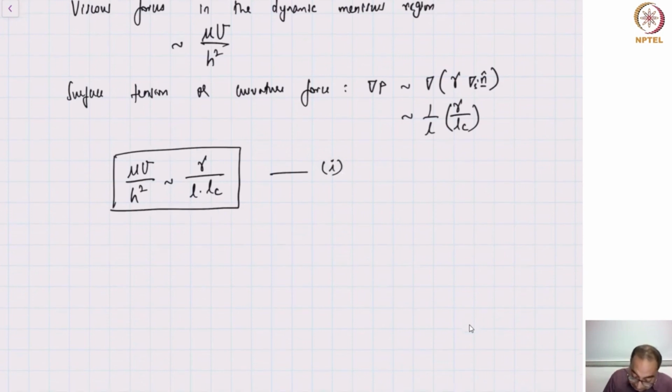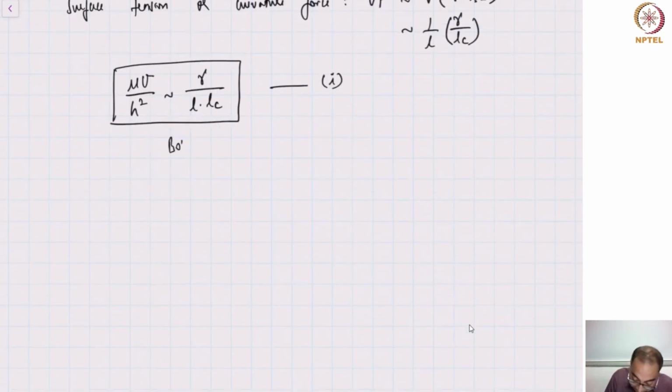Now in this relationship, both H and L are unknowns, right? So it means that we need another relationship to determine H in terms of other parameters.